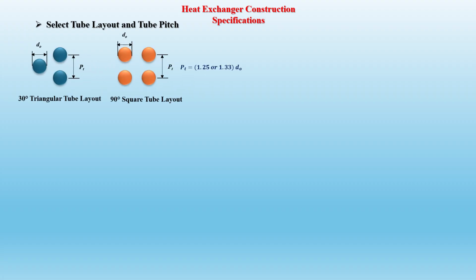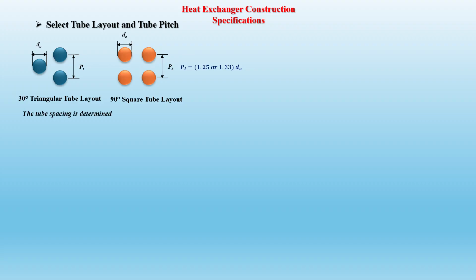Some of the heat exchanger construction specifications will be given in this part of the episode. First, we have to decide the tube layout and the tube pitch to be considered for the tubes, and there are two main or principal types: the triangular 30 degree and the square one 90 degree, as shown in this illustration.